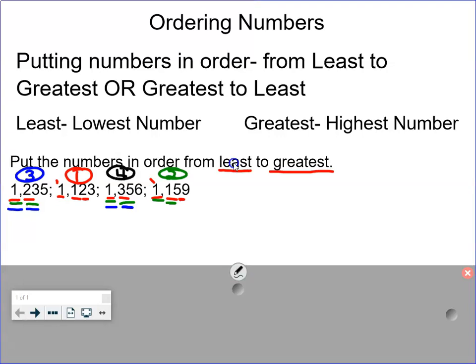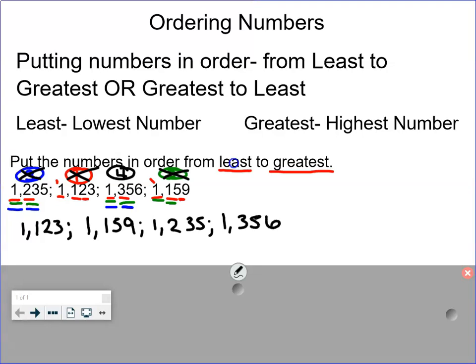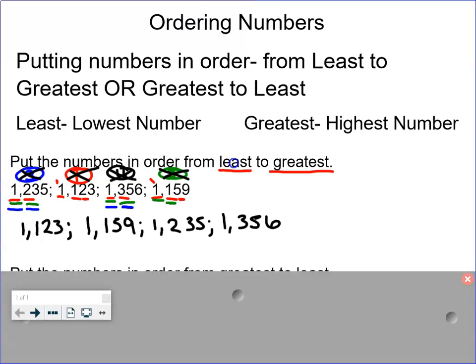Now I'm going to take my marker and I'm going to write, I have 1,123, a semicolon to separate those, 1,159, and also cross these out once you've written them. Now I need my third number, so I'm going to make a semicolon. I've got 1,235, semicolon, and I've got 1,356. All done. I'm going to move on to my next number.